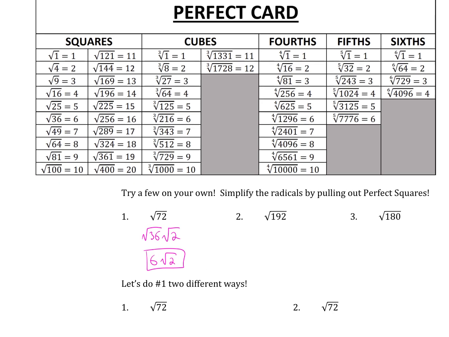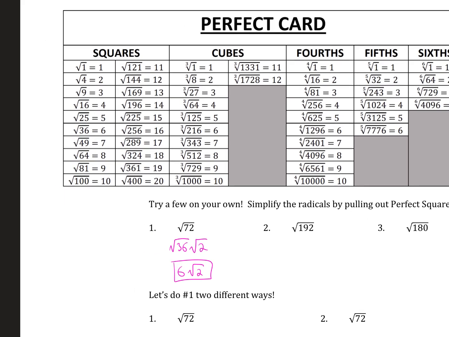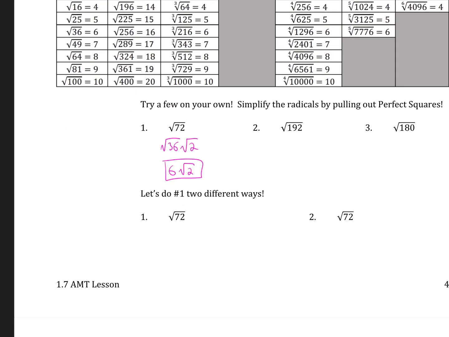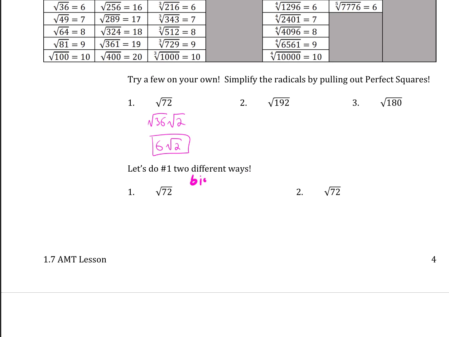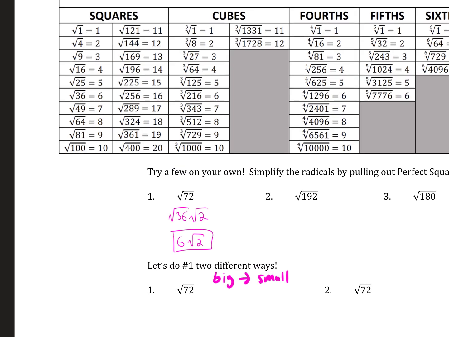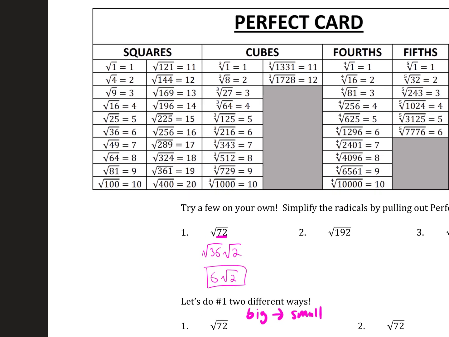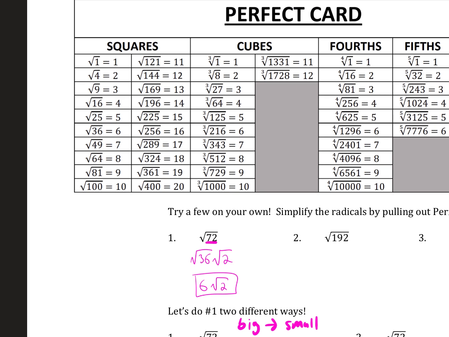And so let me explain where I got this from, okay? What I like to do, this is called the big to small method, okay? So we'll do that first over here. So it's big to small. So what I like to do is I take the number under the radical, which is 72, and I divide by all the perfect squares that are at or below 72. So I would divide by 64. So 72 divided by 64, what's that equal to?